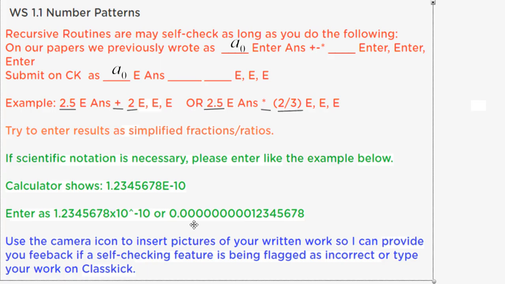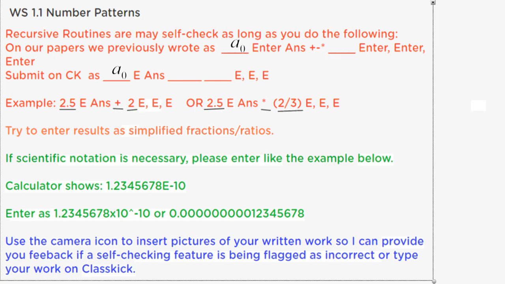The best way that I can provide you feedback is that on ClassKick, not only are you checking your answers, but you are showing me what you are doing to come up with certain prediction results. It's very hard for me to tell if you have a wrong ratio or if maybe you just entered one thing incorrectly in your calculator. So you can either type the additional support work into ClassKick so I can give you feedback, or you have the camera icon there that you can take a picture of what you're doing on paper and insert it, and then I can very quickly tell where the misconception is.